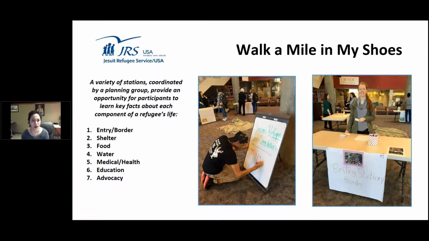But basically, the stations are 7 in total. The first one is a border station, which you'll see on the right side of your screen, and this is an opportunity for the attendee to arrive at, again, entry or border, if they're crossing a border, as a refugee would, and they receive an identity card. And I'll show you an example of what that identity card looks like later. They take their card and they move on to the next station, which would be shelter.